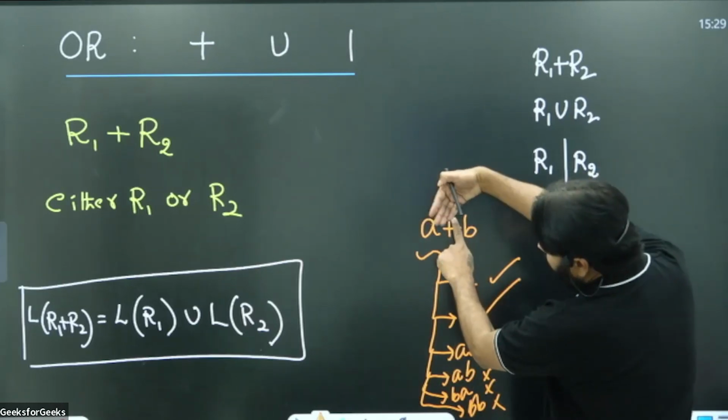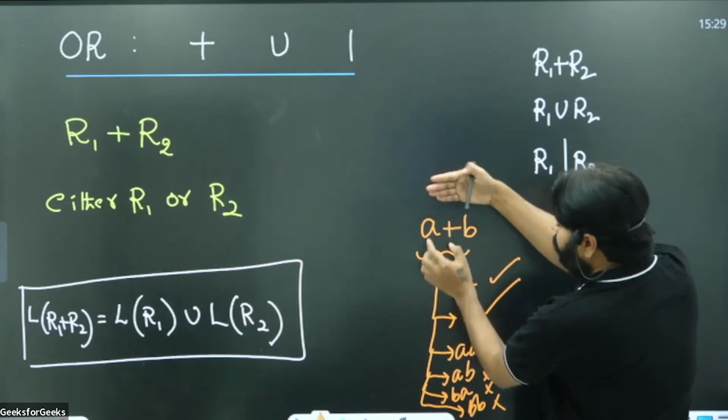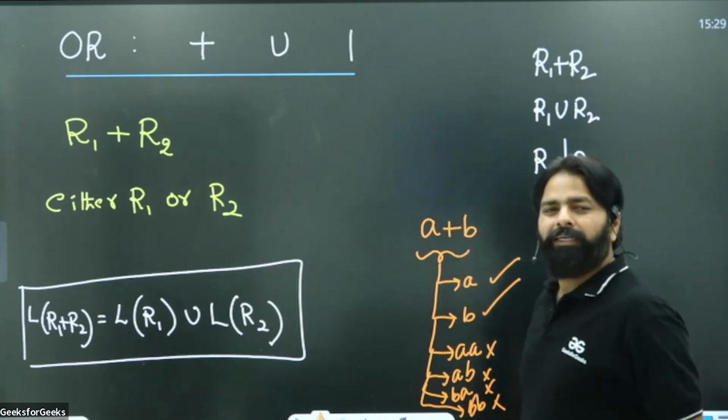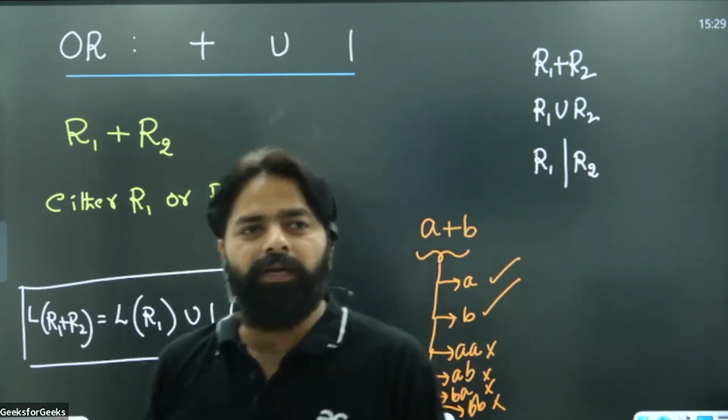Either you can go this side or this side. When you go this side, you will generate A. When you go this side, you will generate a B, but you cannot take both at a time. Got it?